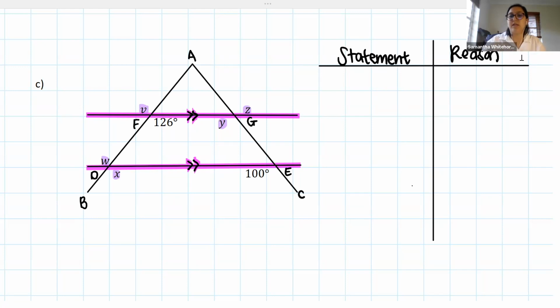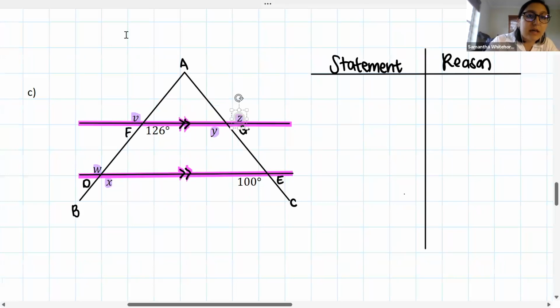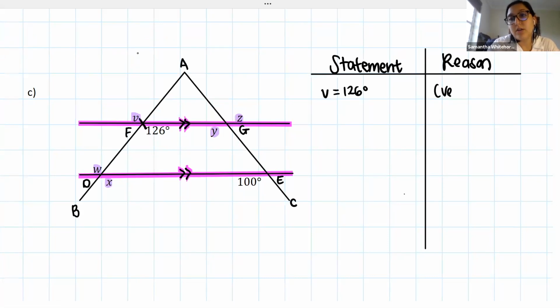Alrighty, let's have a see. Nice, guys. Okay, so I'm going to start with V. I'm just going to go alphabetical, but you don't have to, and I have explained that already. So if we look at V, V is vertically opposite to the 126. So V is equal to 126 degrees, vert op angles equal. Right, once I've got an angle, I always like to put it on my diagram because it might help me find one later on.